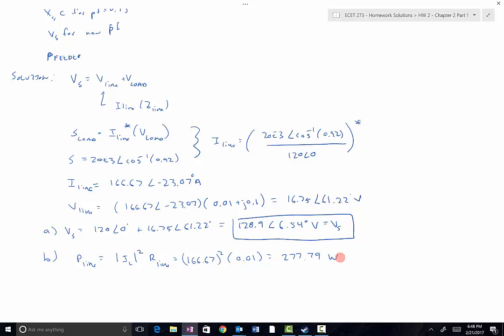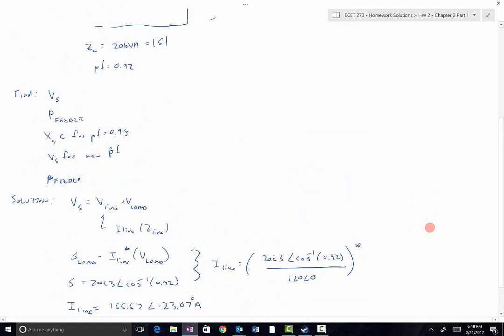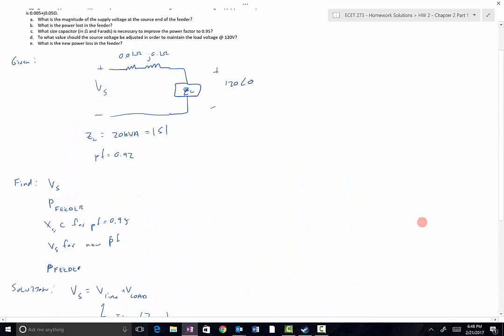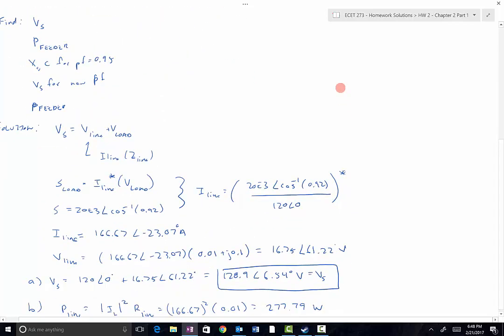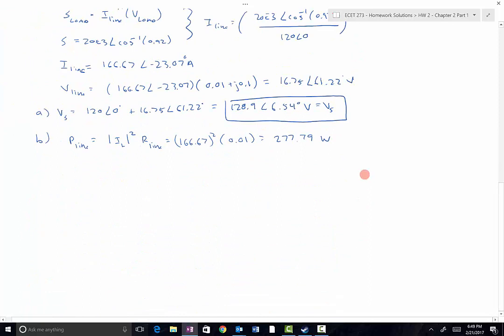So part C here said what size capacitor in ohms and farads is necessary to improve the power factor to 0.95. So we'll scroll down. And just so we're familiar with that, we've got our power triangle, and we know that this is given by this right here.